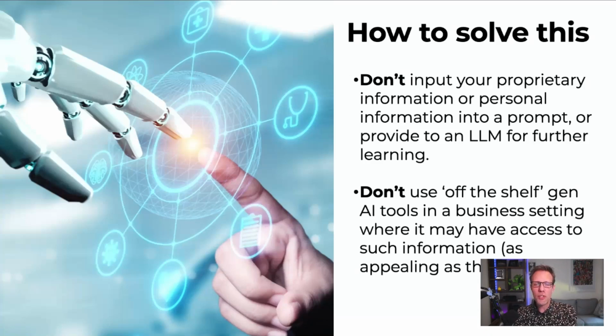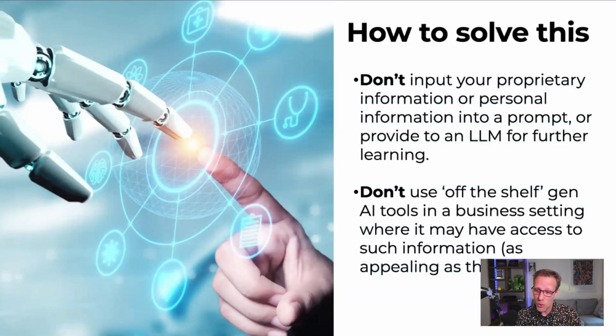Second one is don't use off-the-shelf generative AI tools in a business setting where it may have access to information. And I know you might think, but these tools really help me. They help me to write emails. They help me to generate things that I use, to write a report for my boss or something like that. Absolutely, that's understood.